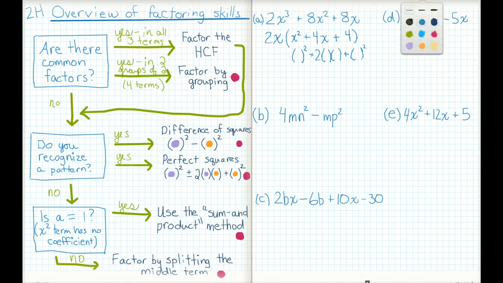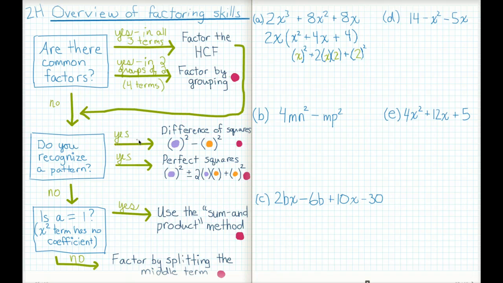Let's see if that works. Of course, the first part is going to be an x because that's x squared, and the last part is going to be a 2 because 2 squared gives us 4. So is the middle term, if this is x and this is 2, equal to 2 times x times 2? And it is, it's 4x. So this one actually works as a difference of squared patterns.